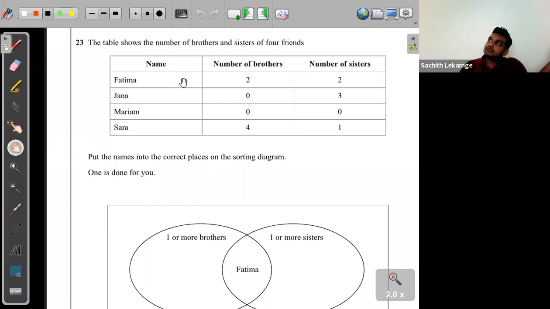So Fatima has 2 brothers, 2 sisters. So Fatima comes under the common part. Why the middle part? Because she has 1 or more brothers and 1 or more sisters. Can we put any other name over here? Tell me.